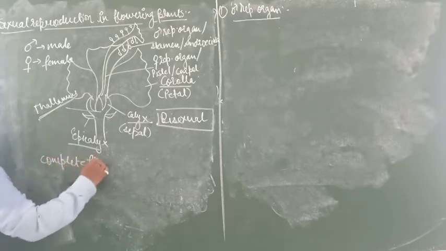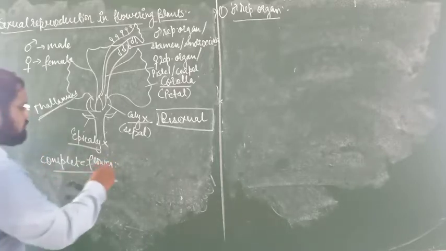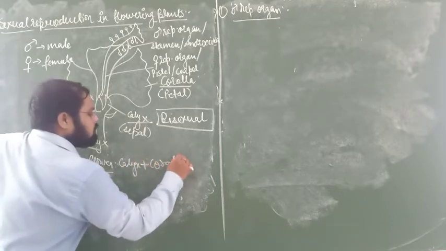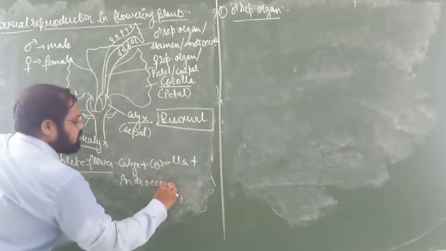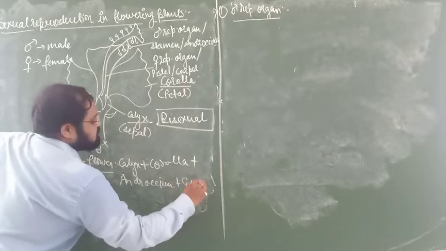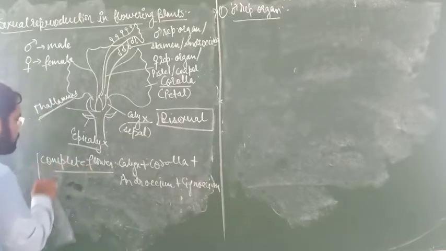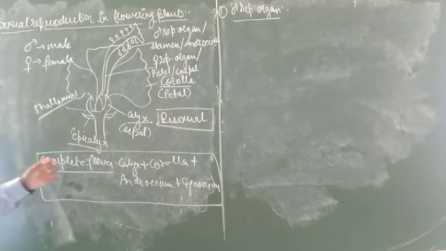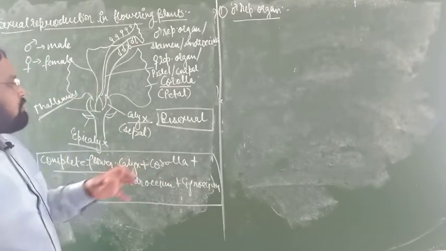Complete flower. The question arises: what is a complete flower? The complete flower has calyx plus corolla plus androecium. Androecium means the male reproductive organ, plus gynoecium. Gynoecium is the female reproductive organ. If all those four parts are present in a typical flower, then that flower is called a complete flower. If any single one is absent, it is called an incomplete flower.